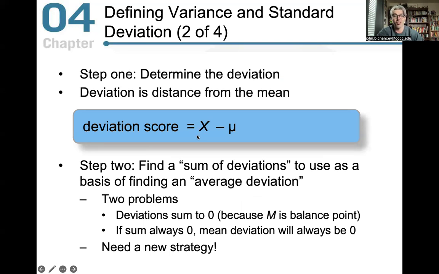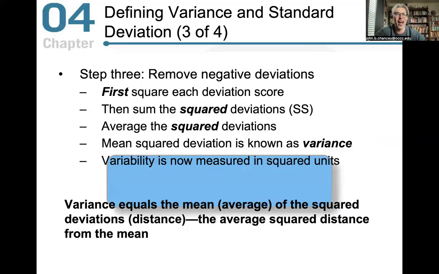In this case, this is our individual score represented by an X subtracted from mu, which represents our mean. So X minus mu. Then we find a sum of our deviations to use as a basis for finding the average deviation, the average distance from the mean. Two problems with this. Remember, if we sum all those up, they're going to add to 0. And if it's 0, what that's saying is we're not seeing any variation, but there clearly is variation there. So we need a new strategy.